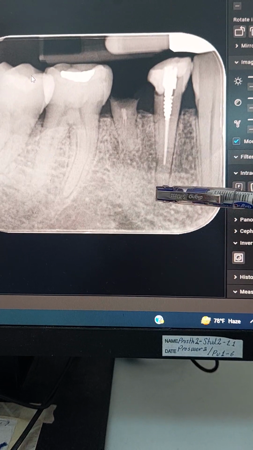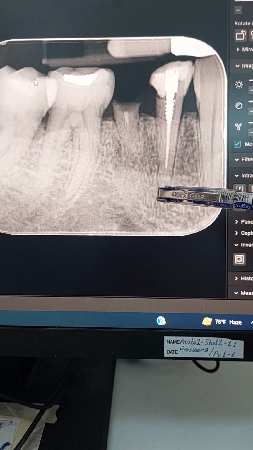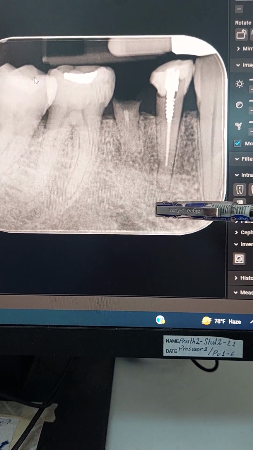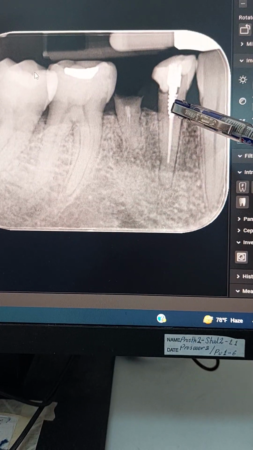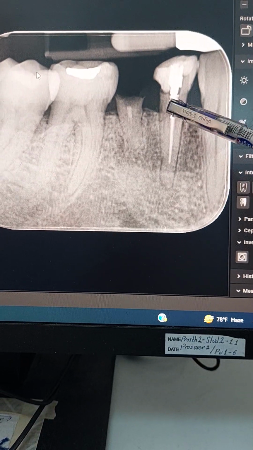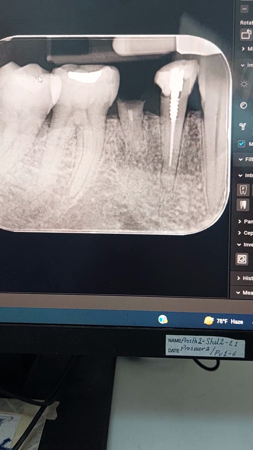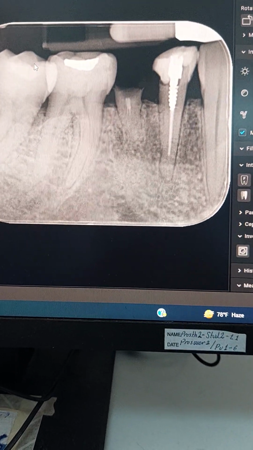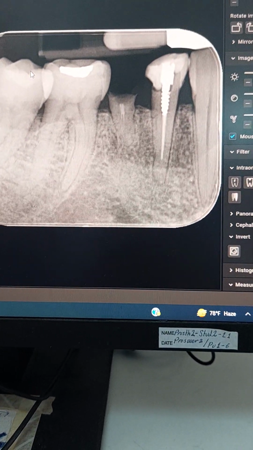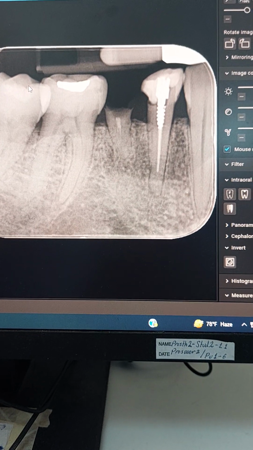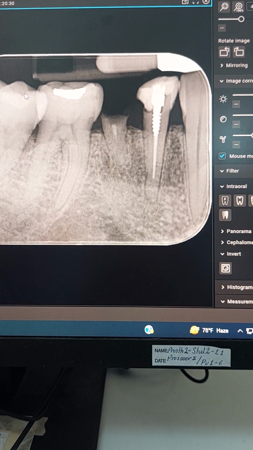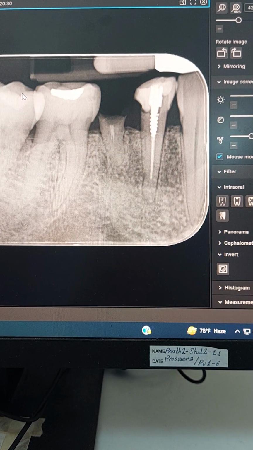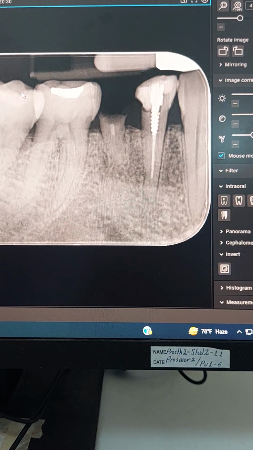So the filling is insufficient. But there's no apical lesion, but insufficient. Coronal seal is not clear. Yes, yes. We will come back to the coronal seal. The root canal filling is insufficient, not the preparation. The length is not sufficient. You mean length of filling?